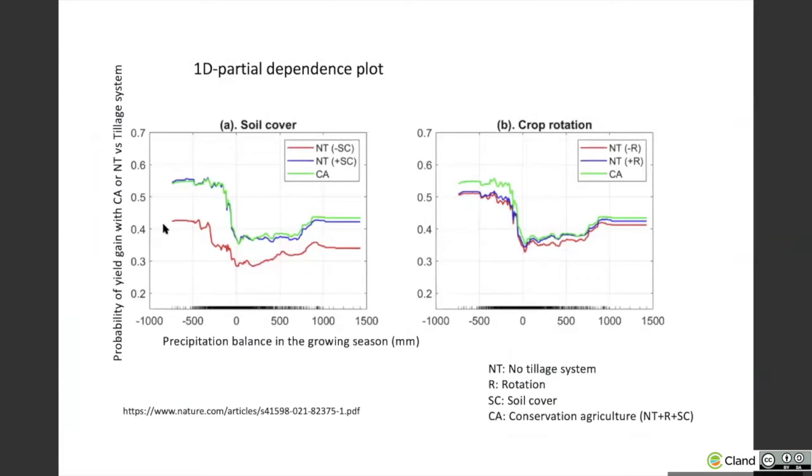And finally, I show here another visualization tool. You see the response of the probability of yield gain as a function of the precipitation balance in the growing season. This is, in fact, the average response produced by random forest for each value of precipitation balance. You can see that the probability tends to decrease as a function of precipitation balance. You have a higher chance of yield gain in case of negative precipitation balance, and low chance of yield gain in case of a positive precipitation balance. This is a very popular visualization tool, frequently used to understand how the trained machine learning model works.